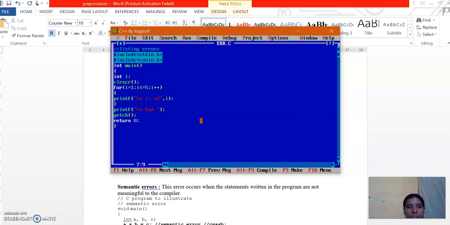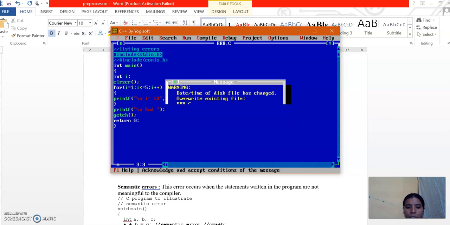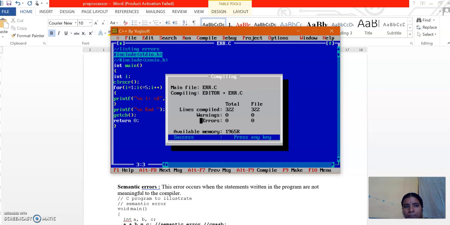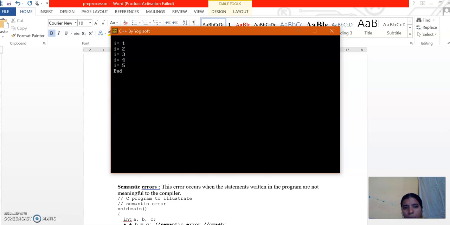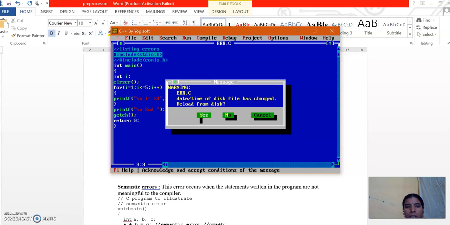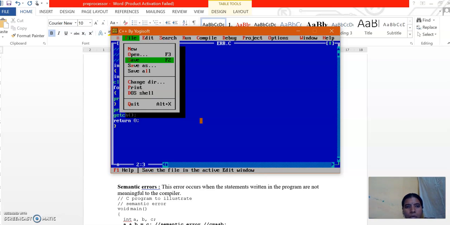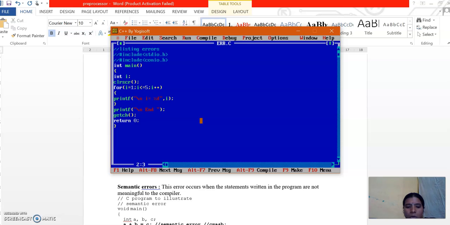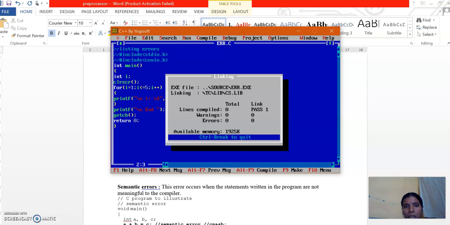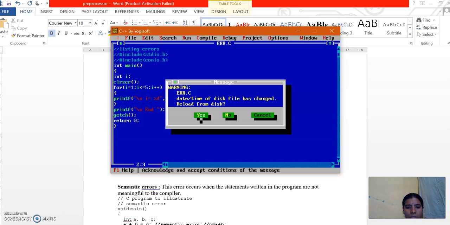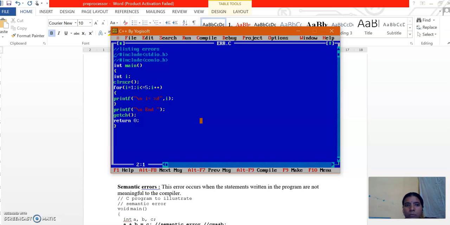Another example: I'm using CLRSCR, but I don't list conio.h. So save your program, compile your program, run your program. Okay, conio.h is pre-implied here, so I use something else. Let's keep it Alt-F, save. Alt-C compile, Alt-R run. Okay, so you have an answer.